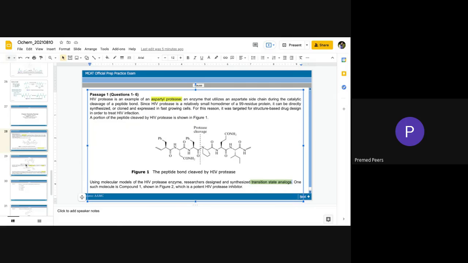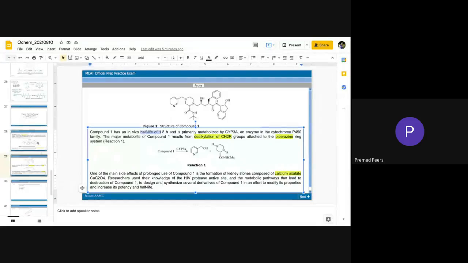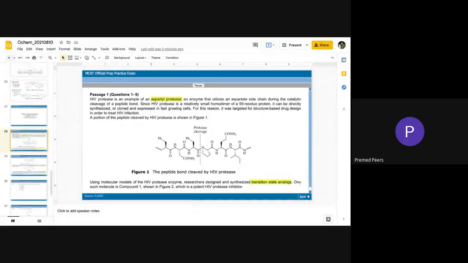So given that it is a transition state analog, meaning it's something that is fake, it's actually not the target of HIV protease. It's just something that is kind of locked right there. And then here it talks about compound one. Compound one has a half-life, and what is compound one? Compound one is the transition state analog, okay?